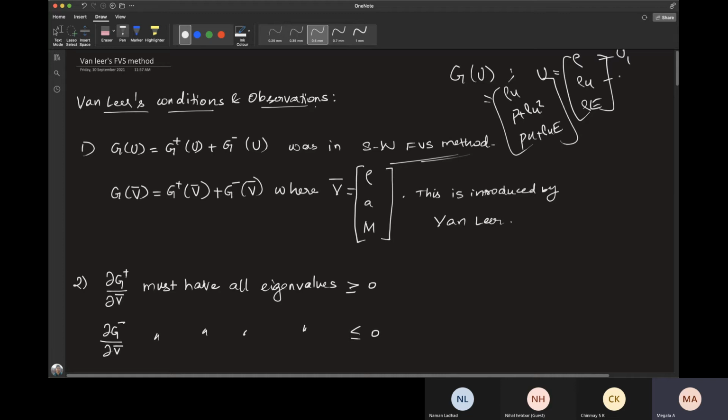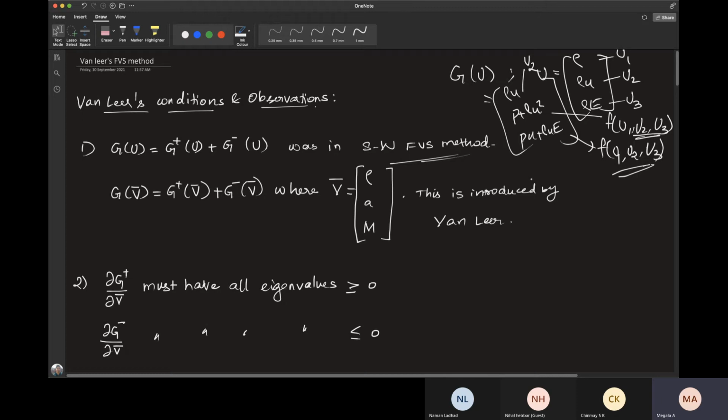Suppose we take this as u1, this as u2, and this as u3. The first element is u2, and the second element can be written as some function of u1, u2, and u3. Similarly, the third one. We have seen this during PDE classes, I guess. We have seen these explicit expressions as well, so let's not go into those details. It's just that each element in the g vector can be written as some function of u1, u2, and u3. So this is what we did in Steger and Warming's flux vector splitting method.